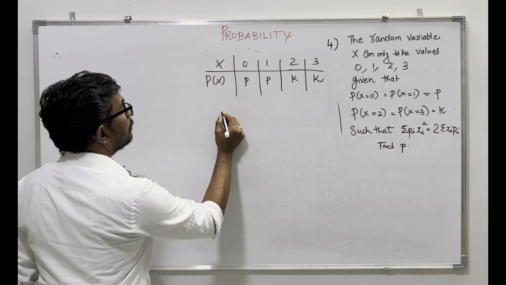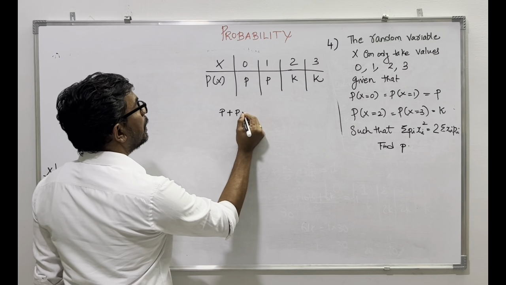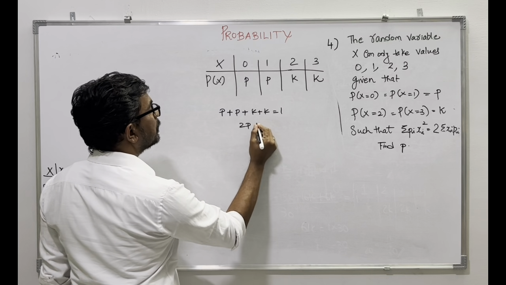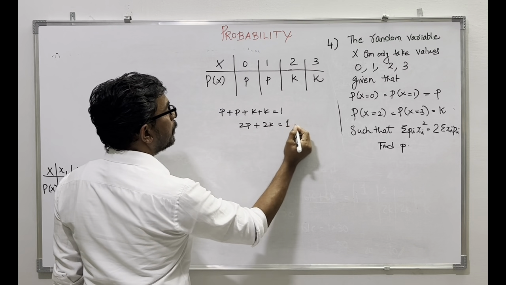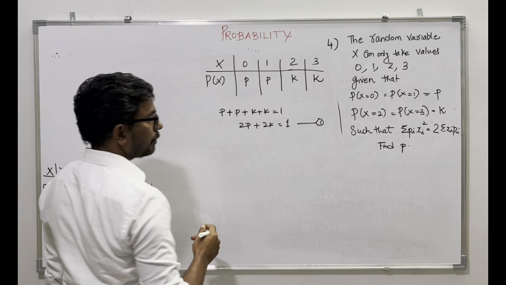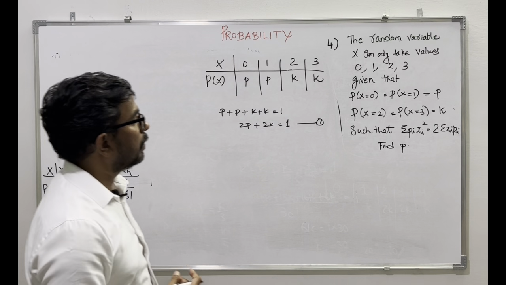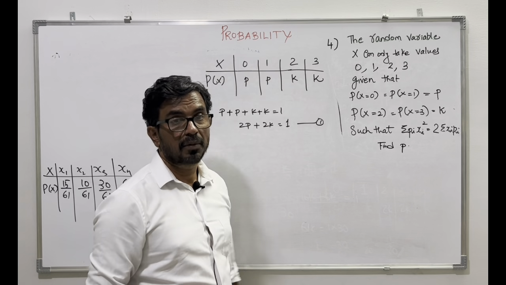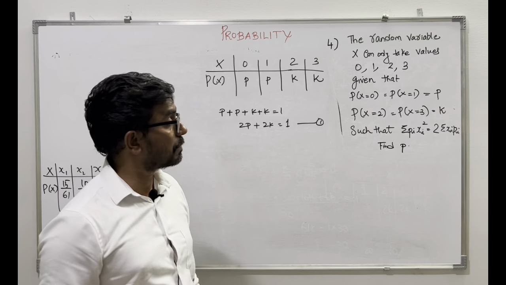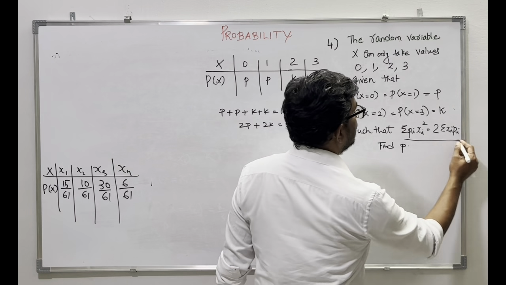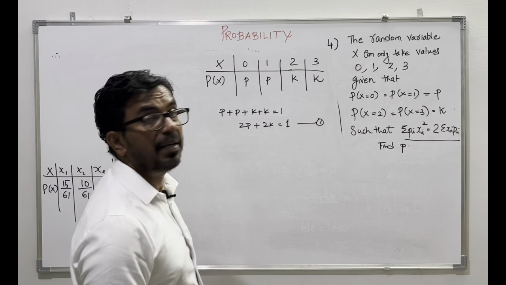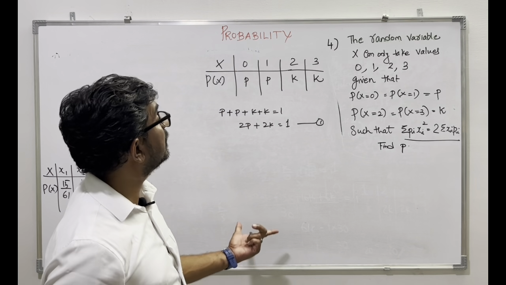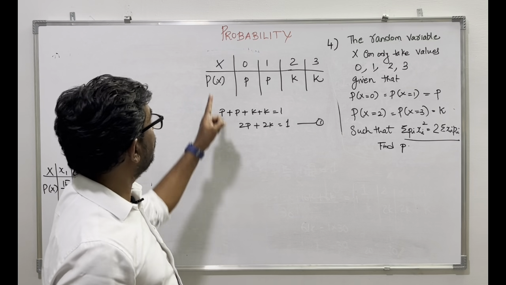Let us do it like this. We know first thing p plus k is equal to 1, so 2p plus 2k is equal to 1. Equation number 1. Now from here you cannot find p. This is one equation with two variables. We need one more equation. Who will help us? Let us take the help of this: sigma pi xi square is equal to 2 times sigma xi pi. What is this xi pi? So that we need to write.